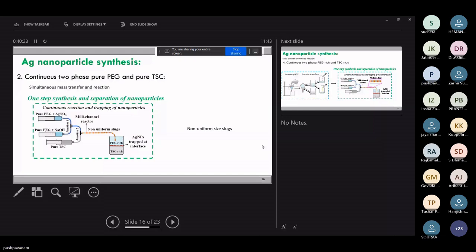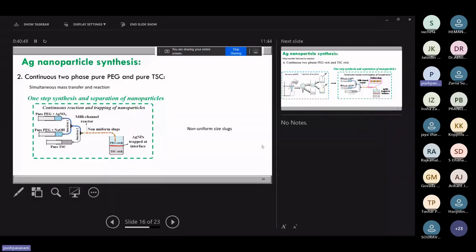Now, the other option that I have is continuous two-phase synthesis, with the pure PEG and pure silver nitrate. Here, I'm adding the pure PEG and pure silver nitrate in one T junction, and then I'm contacting it with the dry sodium citrate, and the reaction now occurs in a two-phase flow.